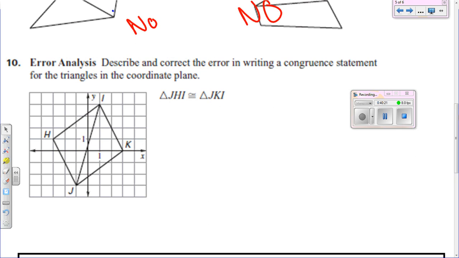Describe and correct the error in writing a congruent statement for the triangles in the coordinate plane. So they said JHI is the same as JKI. This is actually a pretty easy one to fix. JHI is congruent to triangle IKJ.